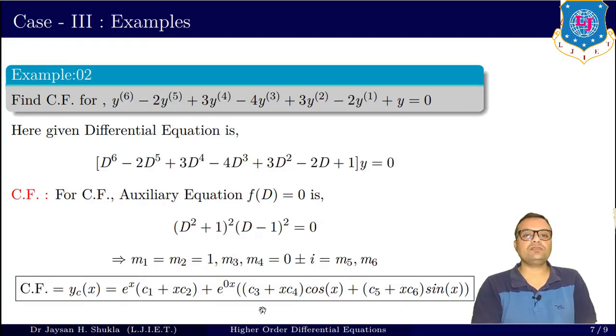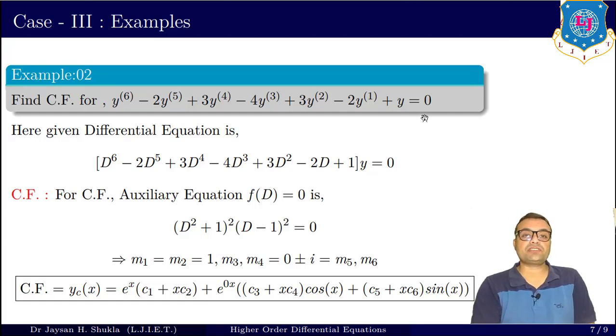Let us consider one more example. Suppose we want to find the complementary function for y raised to 6 minus 2y raised to 5 plus 3y raised to 4 minus 4y raised to 3 plus 3y raised to 2 minus 2y raised to 1 plus y equals to 0.